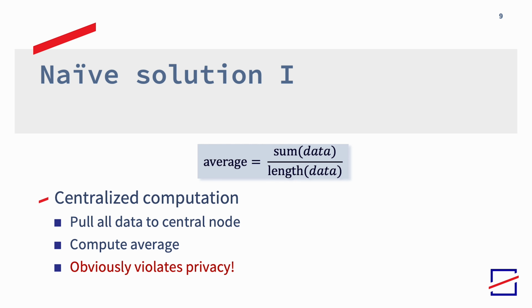So let's make a first attempt to solve this average problem. We can try to completely centralize computation. We can pull all the data to the central node and then just compute the average, and that's it. Of course, this is correct, but obviously it violates the privacy condition that we have mentioned before, because we are just exposing all the individual data points to the central node. So this is not good.